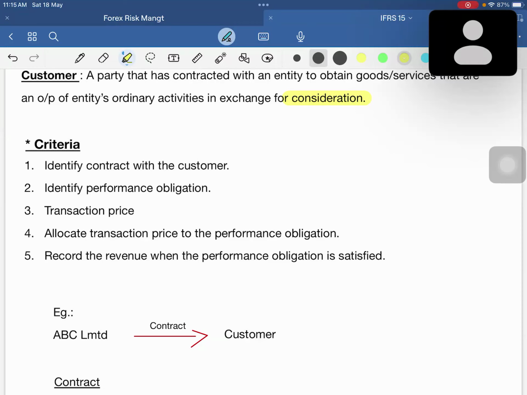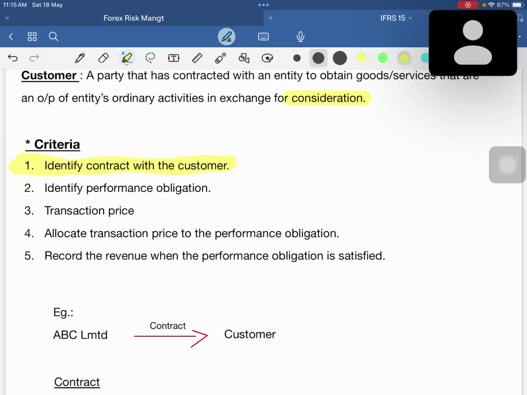First one is to identify the contract with the customer. So first and foremost, we have to identify which contract the customer is engaged in, whether it is to buy an electronic equipment, whether it is to rent a property, right? So we have to understand what type of thing we are selling, and what the customer wants from it. So it is to identify the contract with the customers, and that is the first criteria.